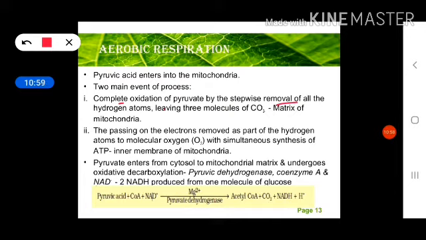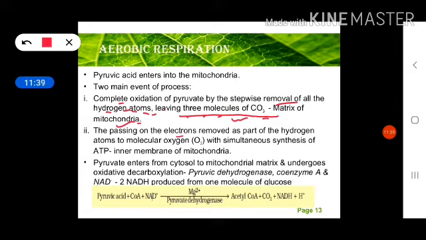Okay, so the pyruvate enters from the cytosol, meaning from the cytoplasm, to the mitochondrial matrix and undergoes oxidative decarboxylation. Decarboxylation means removal of carbon dioxide. So what enzyme will be utilized? Dehydrogenase, and for decarboxylation a decarboxylase enzyme should be used, but here the enzyme given is pyruvate dehydrogenase, coenzyme A, NAD plus. Okay, this is actually a complex enzyme which will perform three different functions.